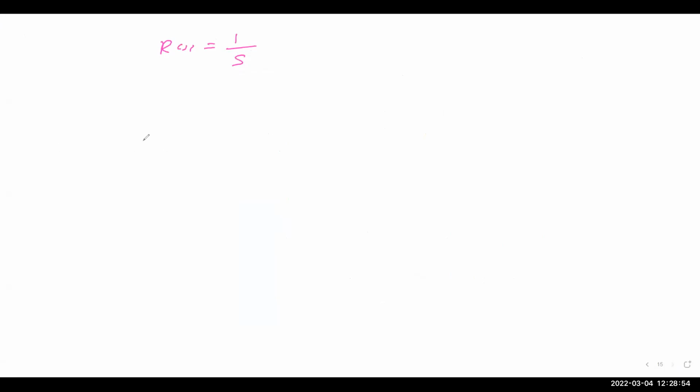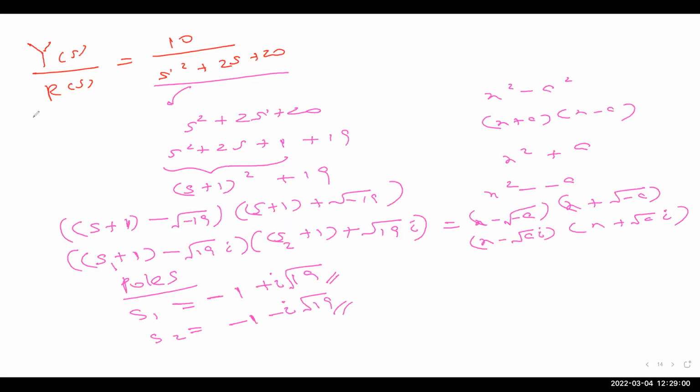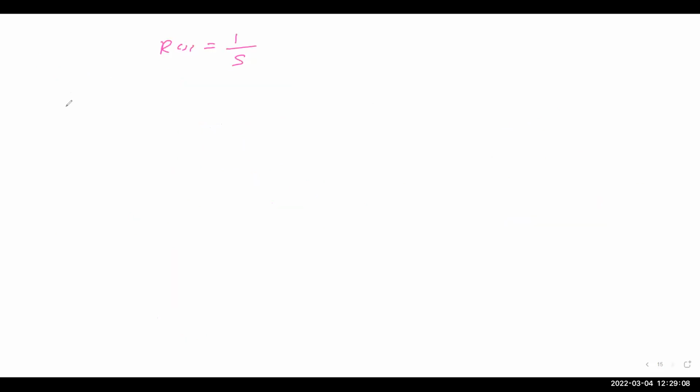So what's the function once again? The function is 10 over s squared plus 2s plus 20, right? So Y(s) is once again equal to 10 over s times s squared plus 2s plus 20, right? Okay, so now what we have to do is get an idea about what we are going to match here, what we are going to target.